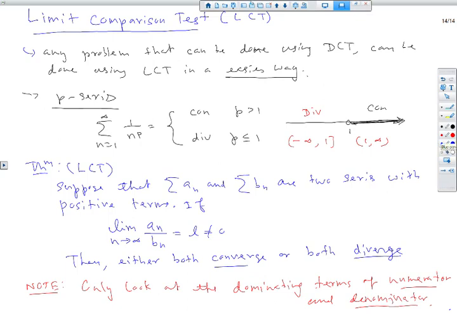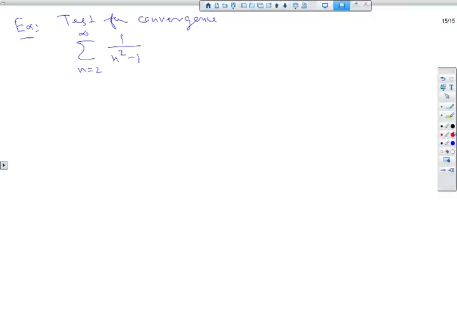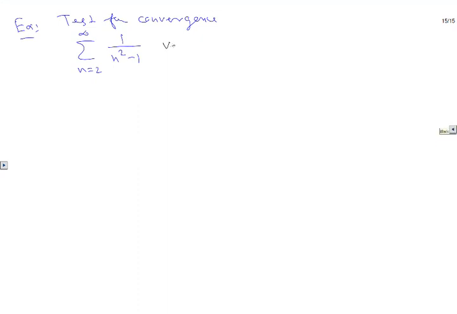Let's look at some examples to see how this works. As a first example, we can do this one. Remember this problem: test for convergence. You can see that this is a problem you cannot do using the direct comparison test, 1 over n squared minus 1, because the inequality goes in the wrong direction. So look at the dominating terms and compare with only the dominating term. The dominating term of the numerator is 1, and of the denominator is n squared. That's it.